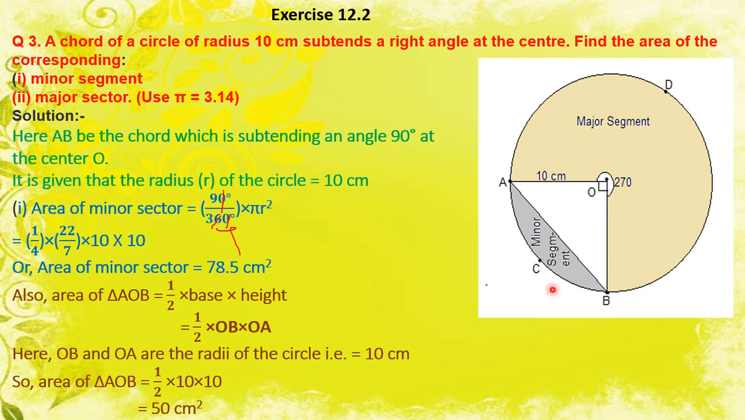Now what do we have to find? First, the minor segment. We have the area of the sector and also the area of the triangle. By subtracting the area of the triangle from the sector, we get the area of the minor segment. So the area of the minor segment is the area of the minor sector minus the area of the triangle. The area of the sector we found is 78.5, and the area of the triangle is 50 centimeter square, so the area of the minor segment is 28.5 centimeter square.